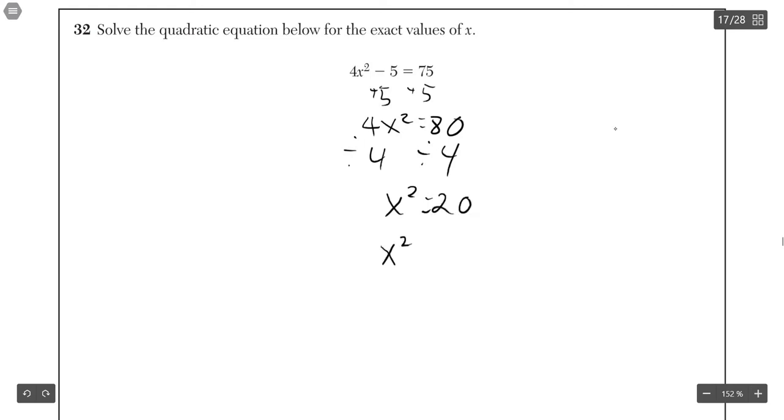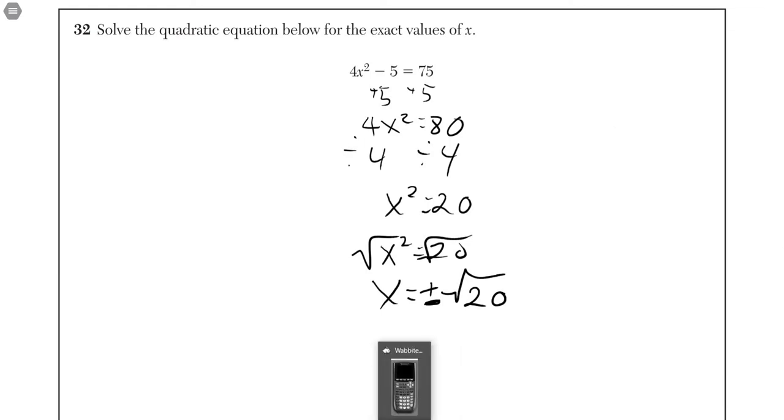Take the square root of each side, and we get x equals, don't forget positive or negative. Got it, include that there, otherwise you'll lose a point. Positive or negative, the square root of 20. Ooh, this is going to be tricky here.